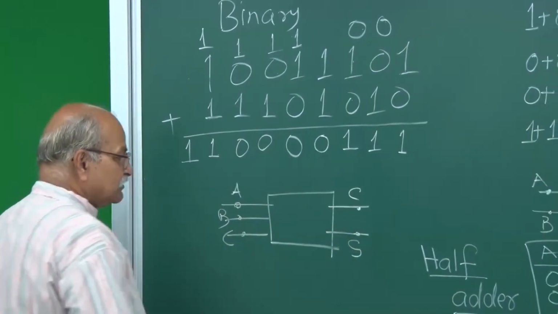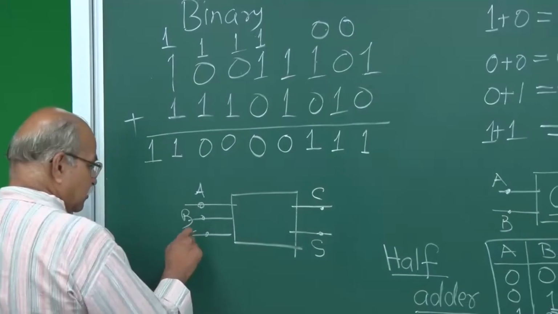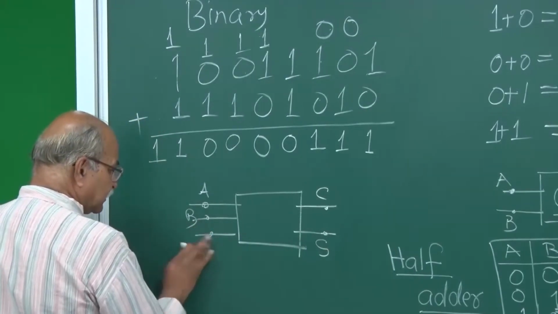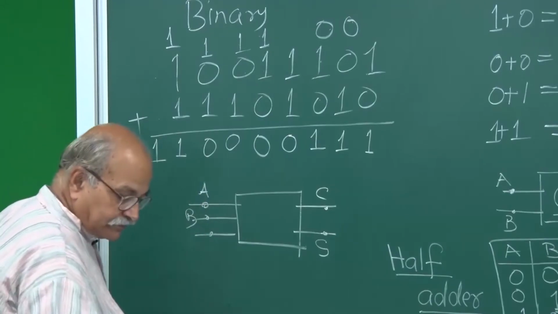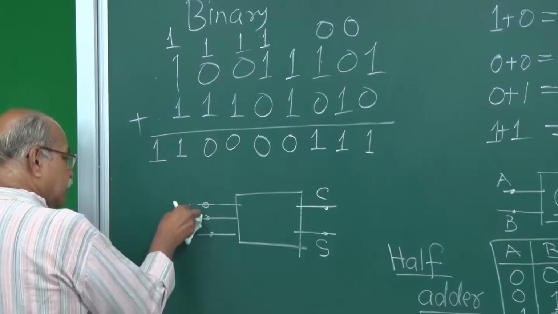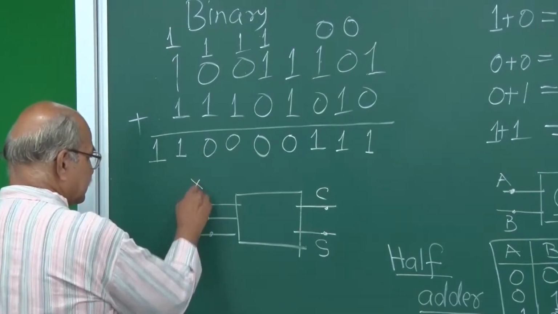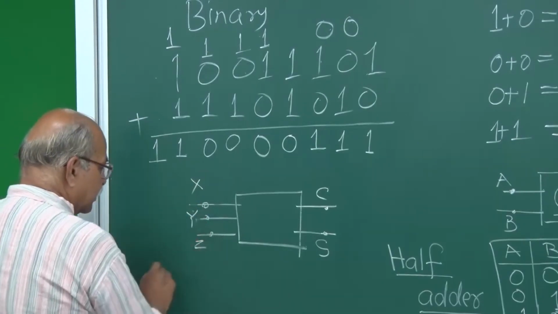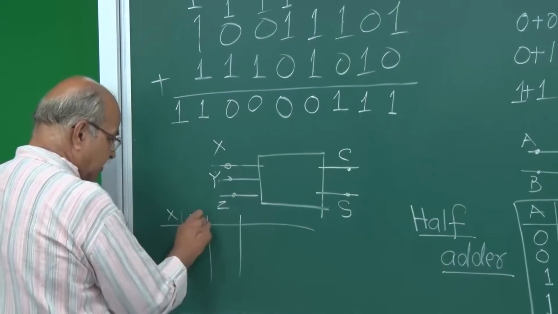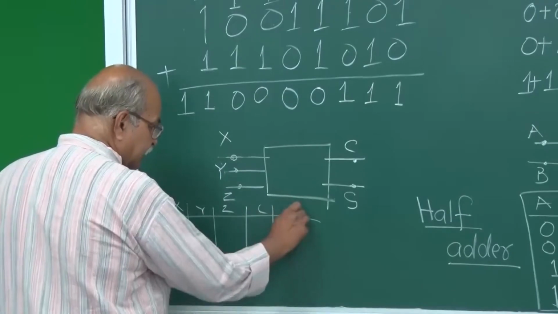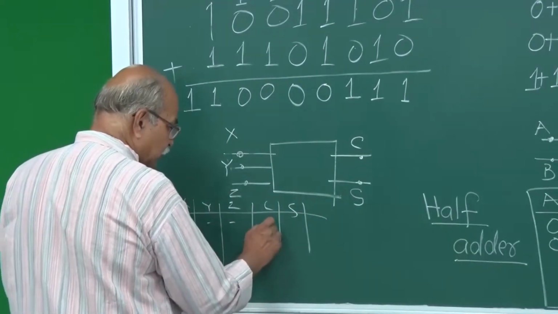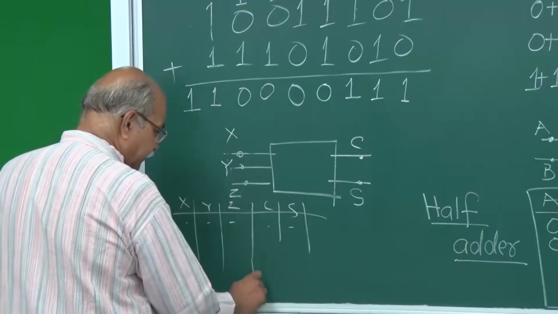Okay, you can make this kind of table. This time let me not call it C, C is for carry, let me call it X, Y, Z. No confusion, X, Y and Z. So you can make a table, X, Y and Z, and then carry and the sum, and then you can put numbers here, what should be the carry, what should be the sum.